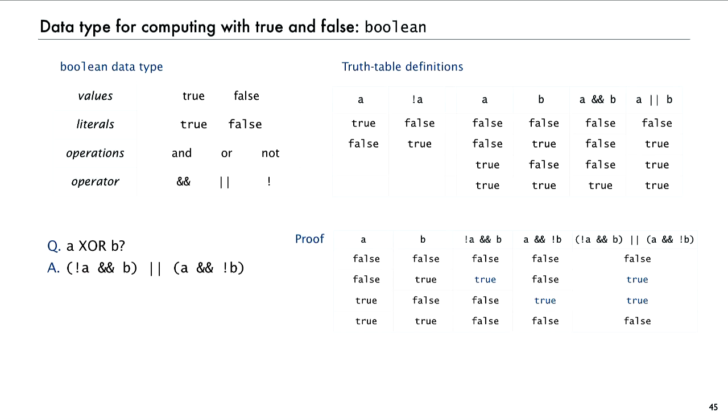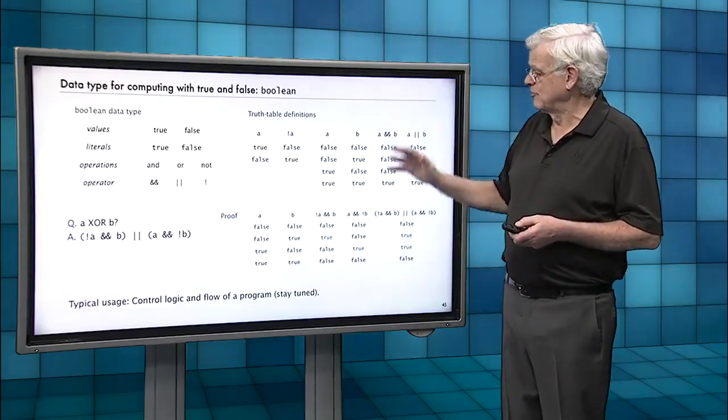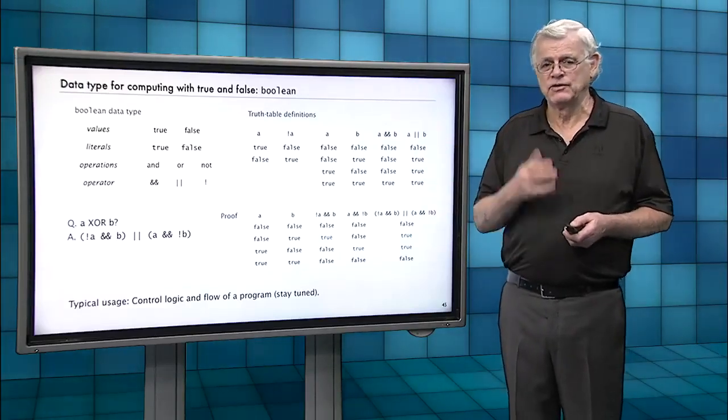Right now, we just want to use really simple examples with and, not, and so forth. And we're going to use these to control the logic of a program or the flow from one statement to another. Boolean operations play an important role in that, and we'll see that very soon.